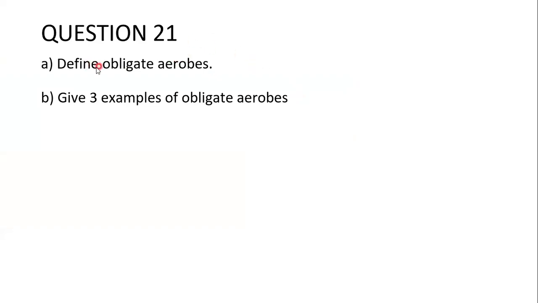Question 21. Define the term obligate aerobe. Then give 3 examples of obligate aerobes. So these terms are very, very important: facultative aerobes, obligate aerobes, obligate anaerobes. These are terms we use. Then there's also microaerophilic bacteria.